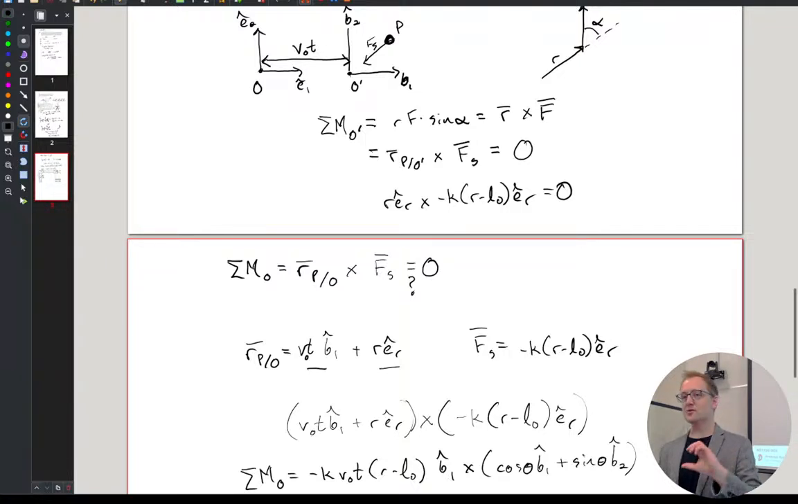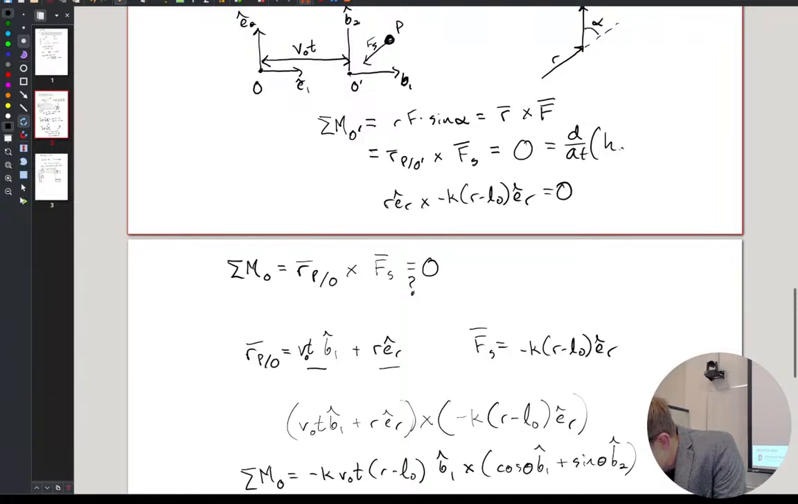Close. There's no change. If something's spinning and I apply no torque to it, it will just keep spinning, and it's never going to stop spinning. That is angular momentum. So when we said the sum of the moments is 0, that's equal to the change in angular momentum around O prime.